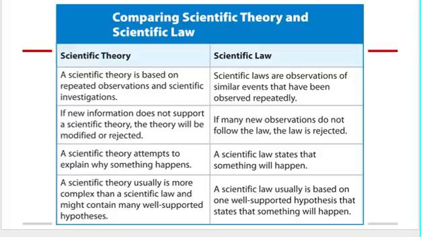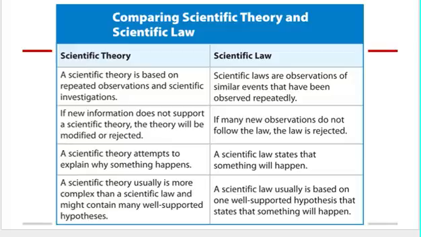Scientific laws are observations of similar events that have been observed repeatedly. If many new observations do not follow, the law is rejected. A scientific law states that something will happen. A scientific law usually is based on one well-supported hypothesis that states something will happen.